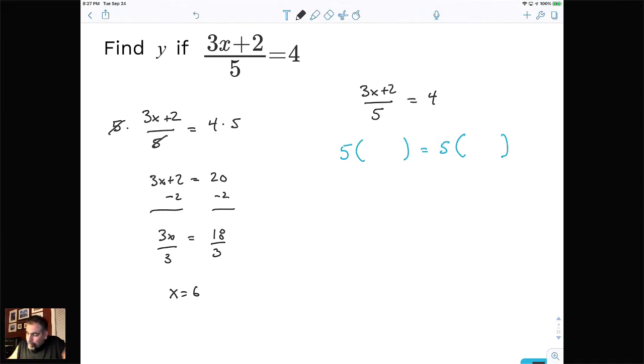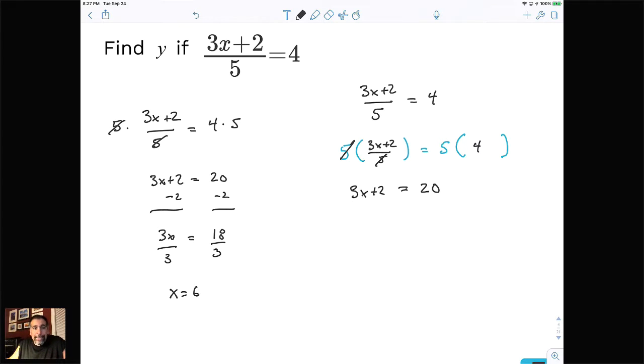And now we fill in the left side. We fill in the right side. If we've done this correctly, inverses are going to do their job. They're going to cancel out when applied directly. The inverses we have here are multiplication by 5 and division by 5, so those will cancel out. They're being applied directly. And now we've got 3x plus 2, and on the other side, we simplify it to 20.